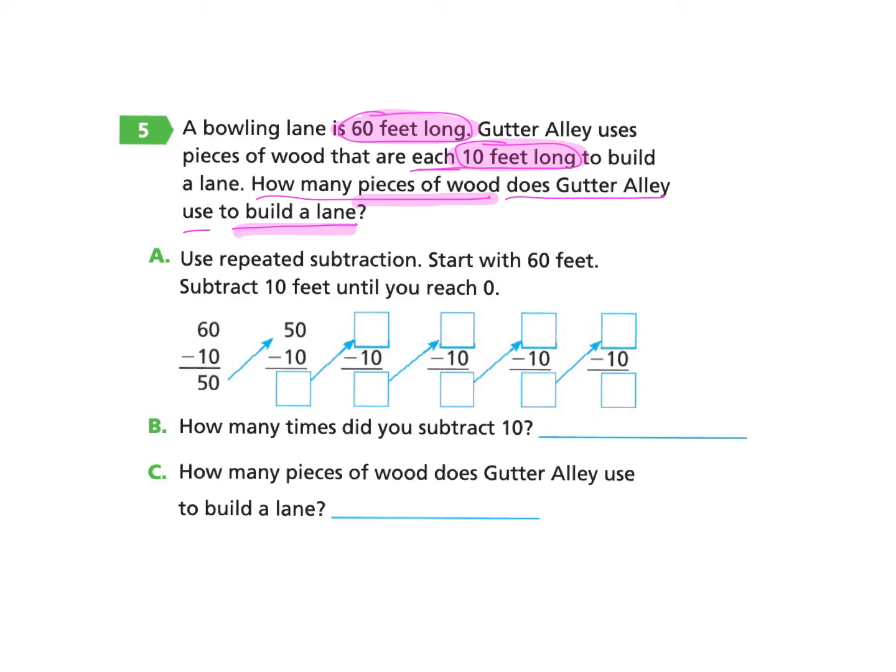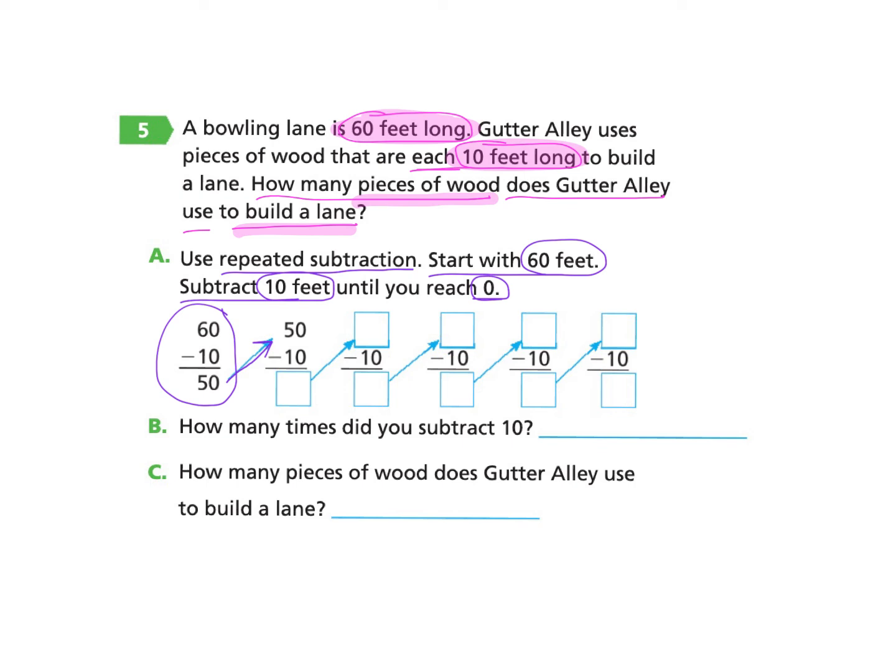Under part A, we will use repeated subtraction. We will start with 60 feet and subtract 10 feet until we reach 0. So this is one strategy that we're using to find the amount of pieces of wood that Gutter Alley used to build the lane. The first one they did for us right here, they said 60 take away 10 gives us 50. And then they took the answer and put that 50 here because that's what's left over after we've built one lane.